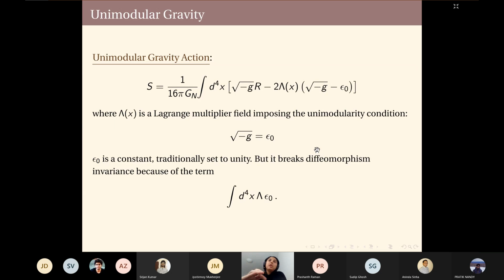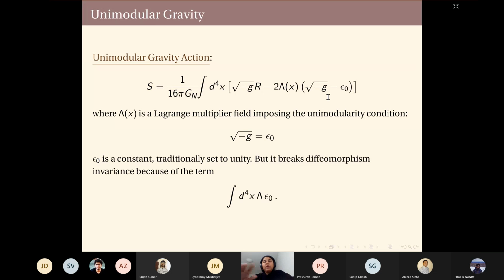So sure, we added this term here, but this term, lambda epsilon naught, breaks the diffeomorphism invariance of the action. And that is a very important symmetry. So we can't continue with an action which does not have diffeomorphism invariance, and we need to restore it. The one thing to note here is that this full action is still invariant under a subset of diffeomorphisms, which are called transverse diffeomorphisms.